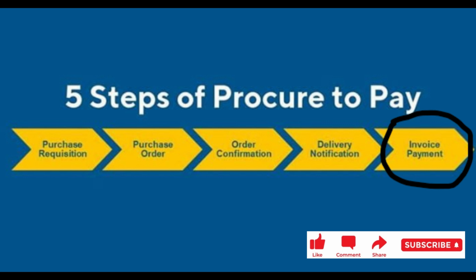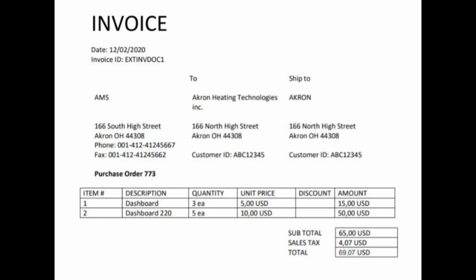Now we have to pay the vendor for the goods which we have received. The amount to be paid, along with the details of the material, is provided by the vendor in the form of a document called an invoice. Before you pay the vendor, we need to verify that invoice. This process of verifying the invoice before making the actual payment is called invoice verification.